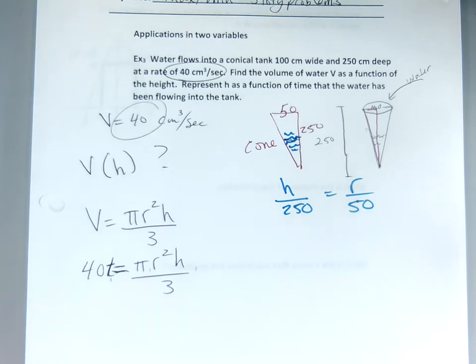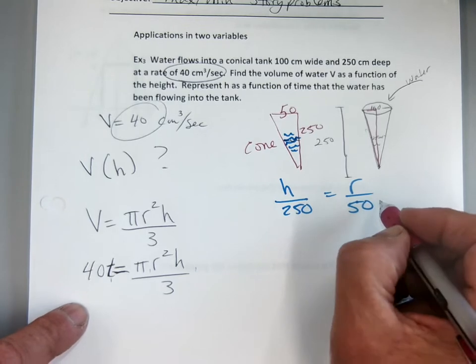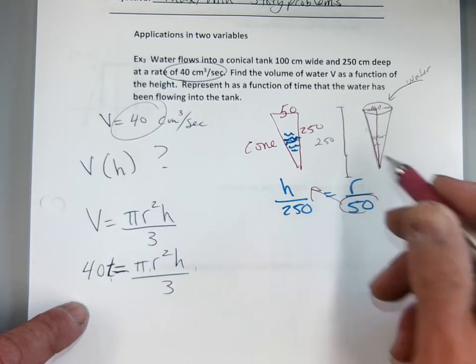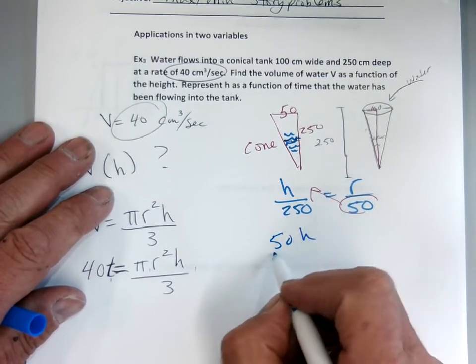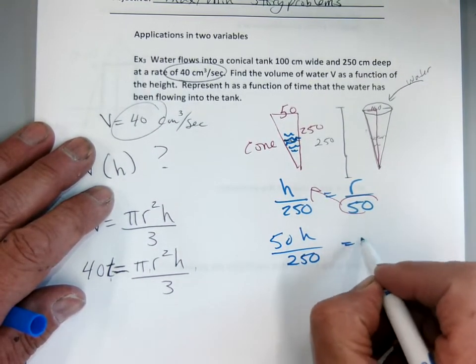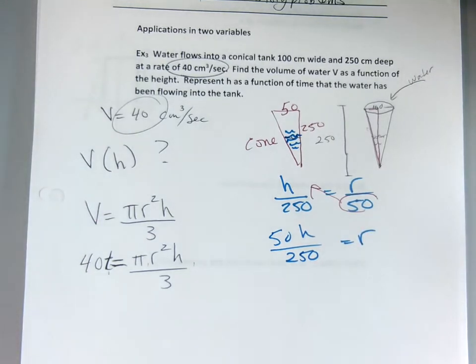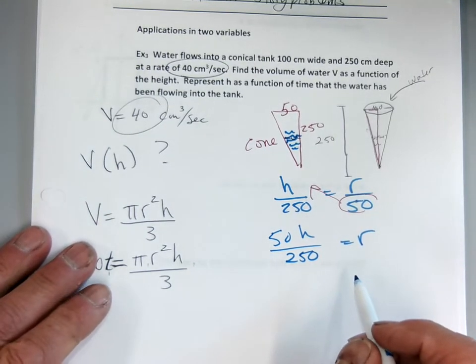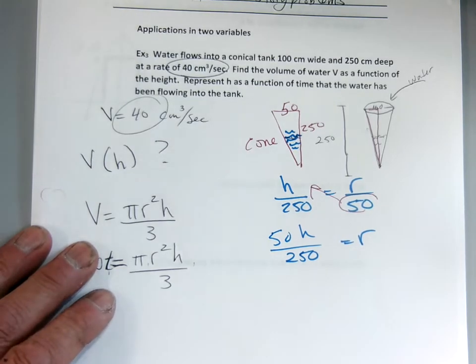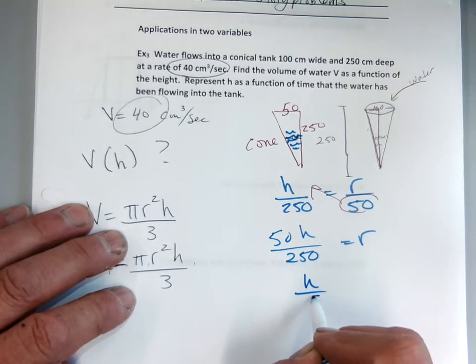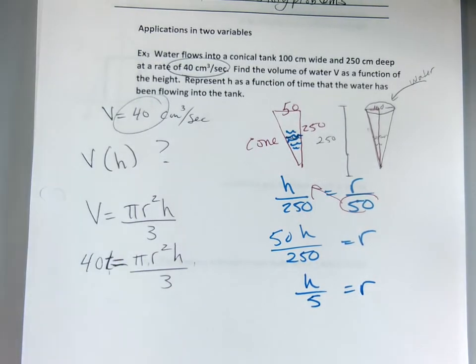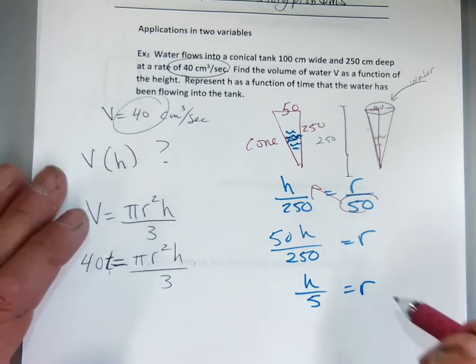Agree with that? The reason I want to do that is because I want to kick out the r and do things in terms of h. So I'm going to multiply this up by 50. I'm going to have 50h over 250 equals r, and then I'll simplify that. I'll make that h over, what, 50 divided by 250? What's that? 1/5, or h over 5 equals r. And then I can substitute that in for my r.